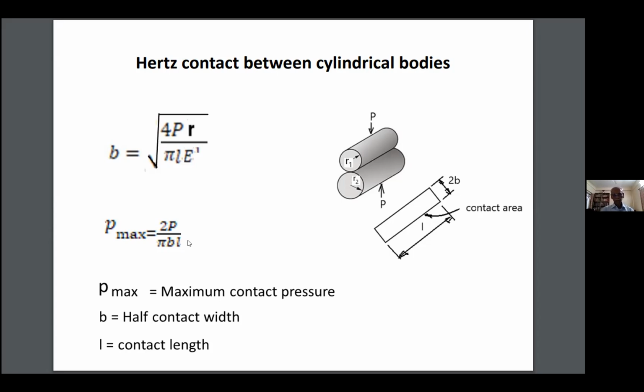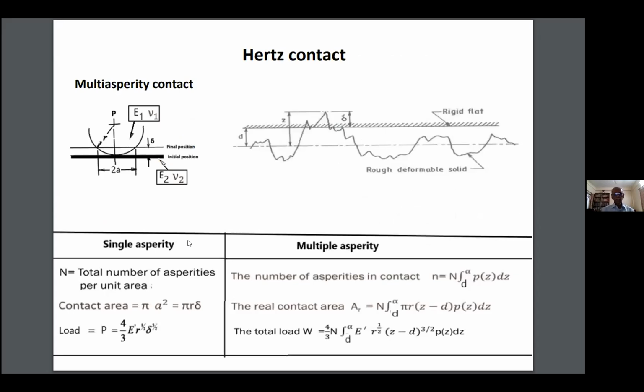Now we go on to the deformation of a real surface, where there is not only one asperity, there are many asperities. The surface is coming from the top and making contact with the topmost asperity, and going down and down and making contact with many more asperities, and deformation proceeds until it totally gets flat. So we now look at the problem from the distribution point of view.